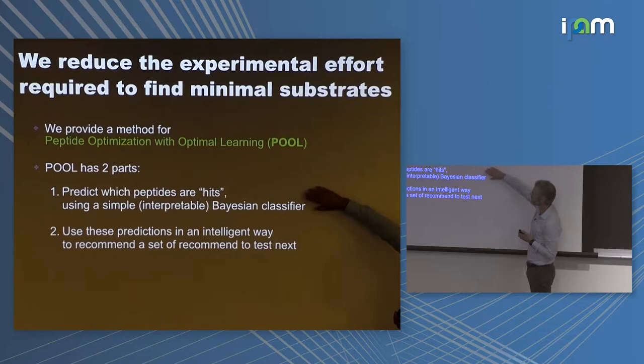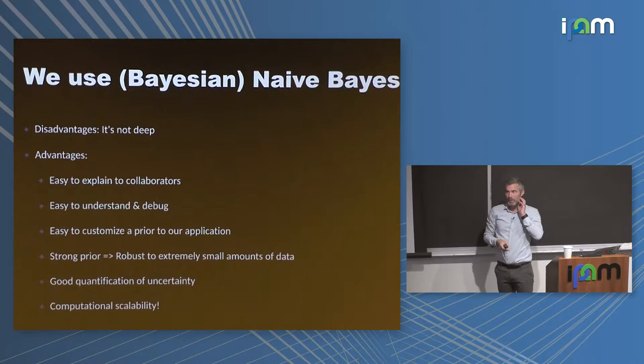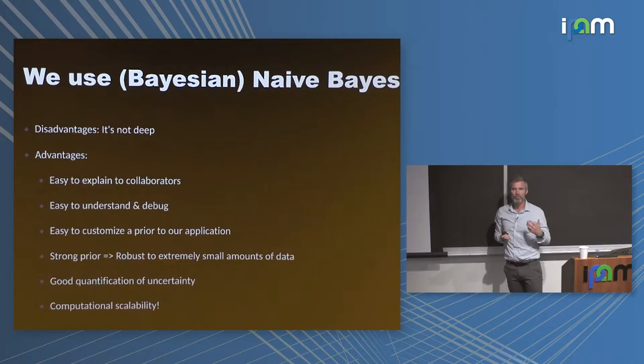The technical contribution of the work is here, really, but since this is a workshop on interpretability, I want to talk about how this works, because I think there are some things that are useful from this, from an applied perspective. Okay, so the classifier that we're going to use is naive Bayes, very simple. And I'll describe in a moment a Bayesian version of naive Bayes.